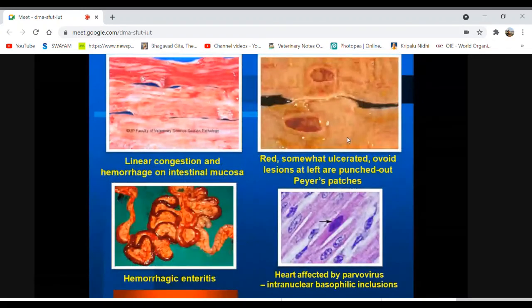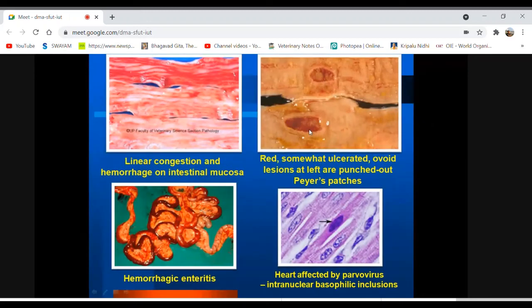So these pictures show very typical linear congestion as well as linear hemorrhagic lesions on the intestinal mucosa after taking out the content. Sometimes there may be some red or somewhat ulcerative lesions, ovoid or circular, giving a very prominent and clear picture of a punch-out bullet. That means it is very distinct from the surrounding area, particularly on those areas where the Peyer's patches are.